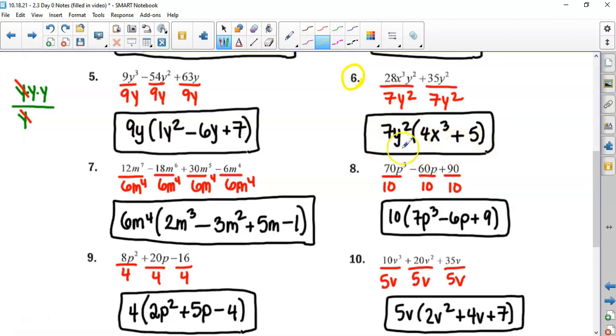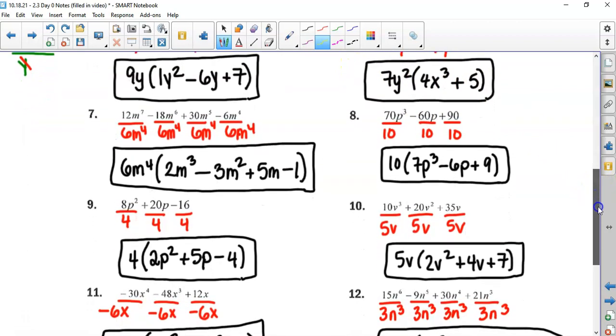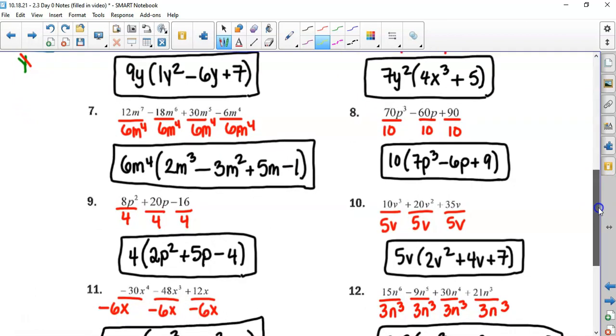So if you need to, just press pause, even just for a couple more seconds here, to take a look at this one and make sure this one is fully making sense. And if it's not, please let me know. Send me a quick email, and we can chat about it. Number 8, I'm able to factor out a 10. There's my results.